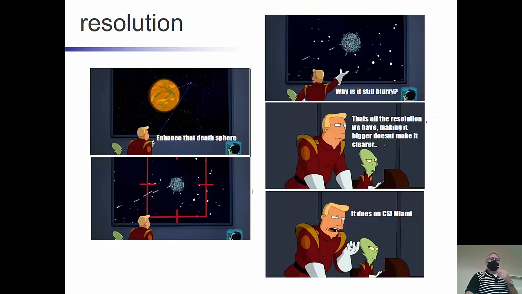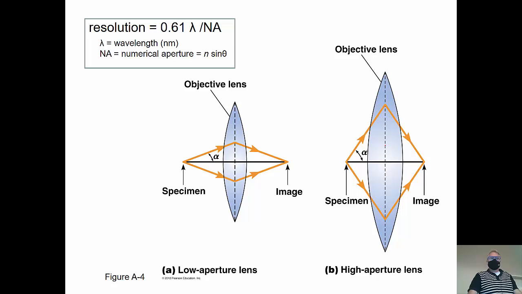We can show this in a cartoon. Here, this is taken from an old Futurama episode where you want to enhance the depth sphere. Why is it still blurry? That's all the resolution we have. And making it bigger doesn't necessarily make it clearer, okay? So again, we can blow something up, but without the resolution, it's not helpful. We can call that empty magnification. We're making something bigger, but we're not actually seeing any improvement in the details.